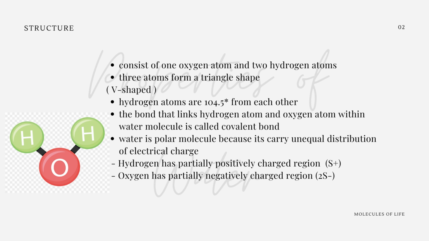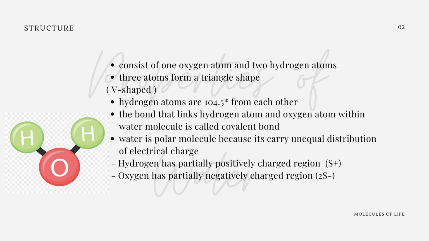Moving on to the next slide, we see the structures of water. Cute, isn't it? Okay. Water consists of one oxygen atom and two hydrogen atoms. The three atoms form a triangle shape, and we can call it a V shape. The hydrogen atoms are 104.5 degrees from each other. The bond that links hydrogen atoms and oxygen atoms within a water molecule is called a covalent bond.